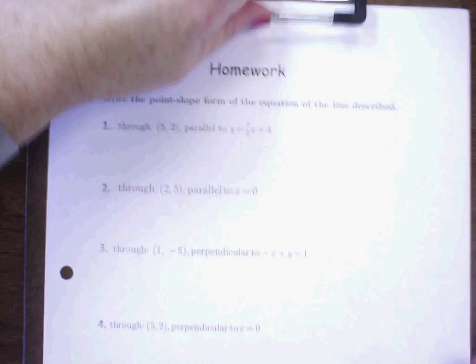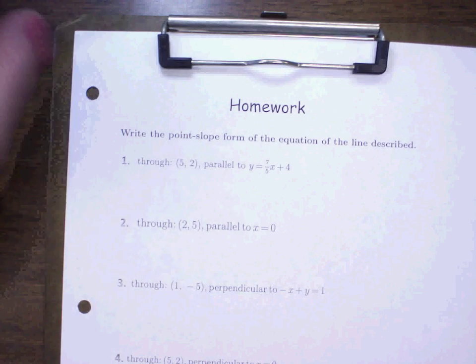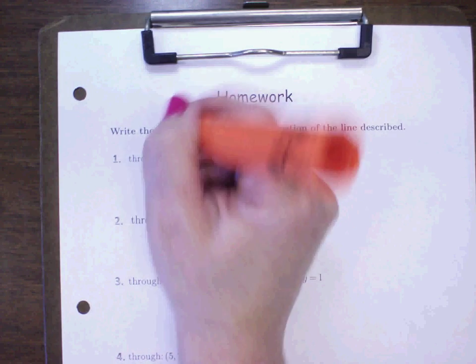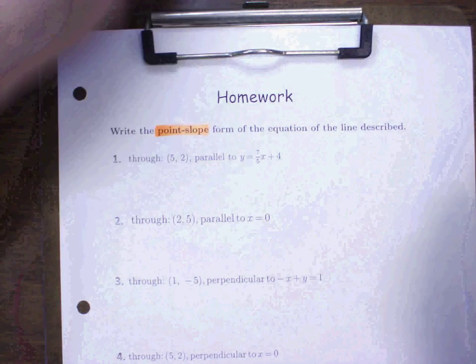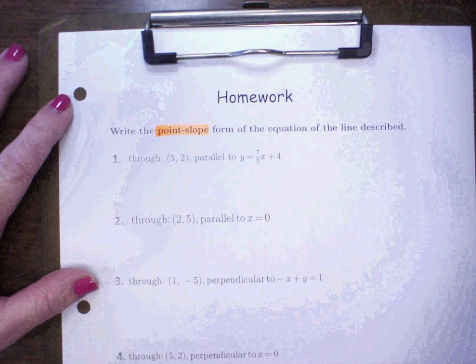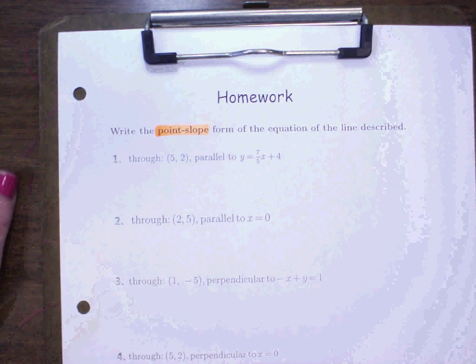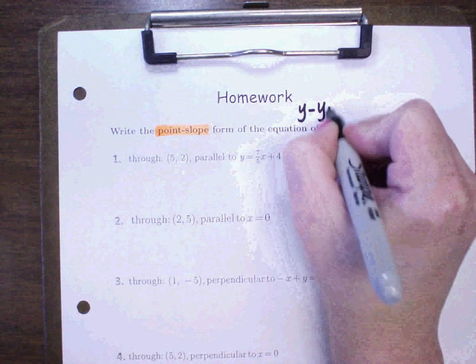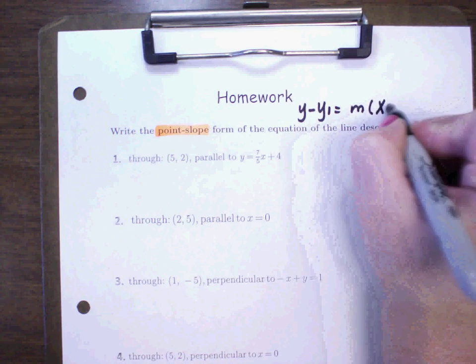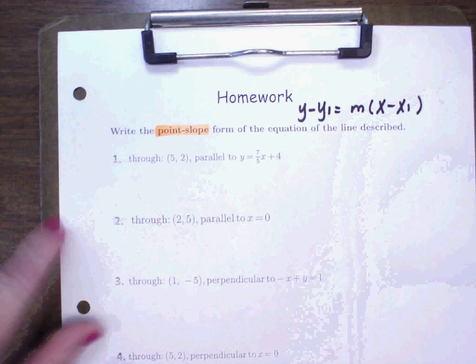All right, let's go over it. So this should have been highlighted, and then you should have written down, where's my black? There it is. y minus y1 equals m times x minus x1. All right, so I got the point. And if it's parallel and it's already solved for y, then I don't need to do much, because the m is right there.